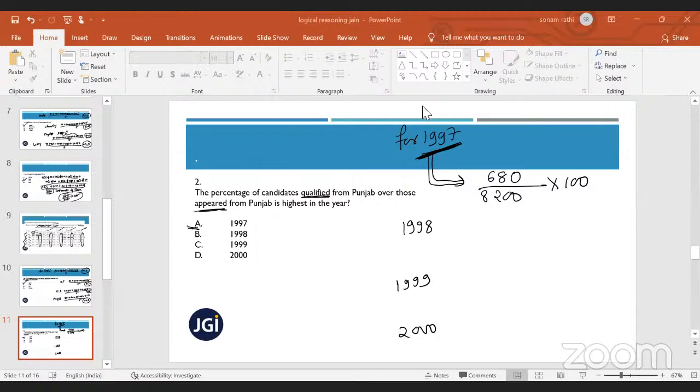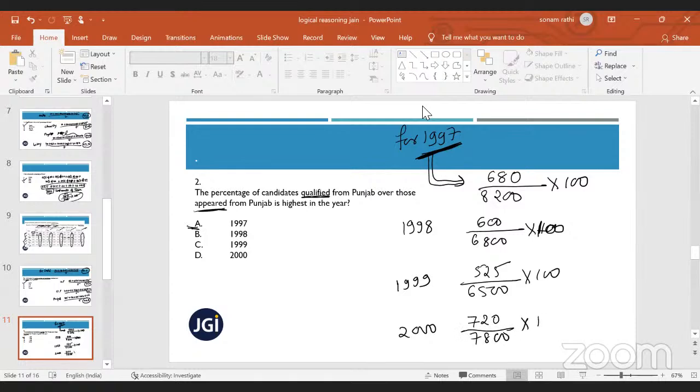For 1998, how many qualified out of this? For Punjab, okay. For 1999, 525 out of 6,500 into 100. For 2000, 720 upon 7,800 into 100. Do the calculation and check which one is the highest.